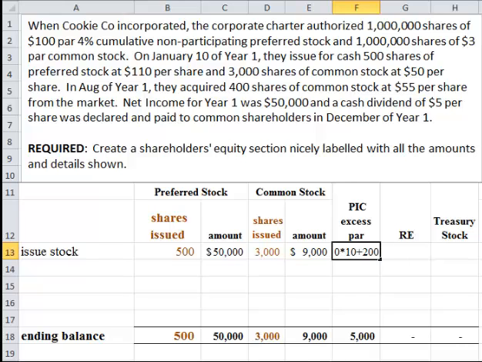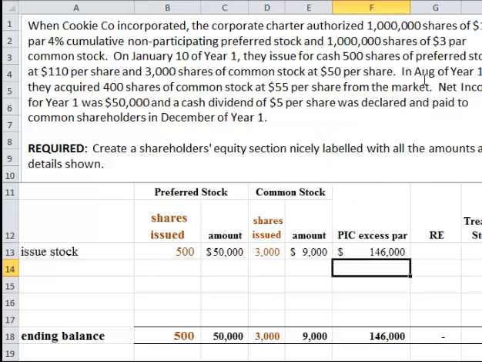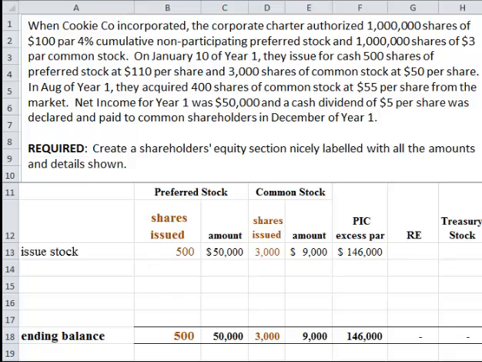Okay, so 3,000 shares. And how much above par was I? I got $50 a share. That's $47 above par because par was $3. Okay, what's the next transaction? In August of year 1, they reacquired 400 of the common shares at 55. Okay, so we repurchased some shares. Those are recorded in the contra equity account called treasury stock. So let's see here, 400 shares times 55.